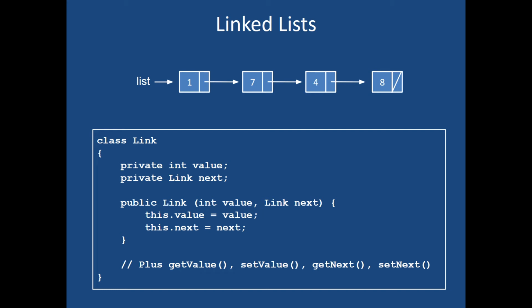Suppose that's the list and I ask you to give me the element at index 3. So that 8 is at index 3. You have to start at index 0 and keep going to 3. Right, we'd have to start at the beginning of the list and walk the list until we get to the end.